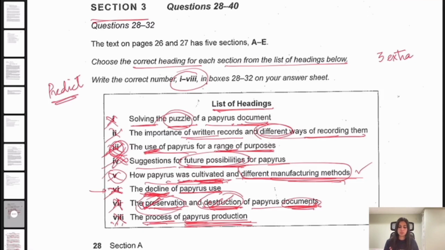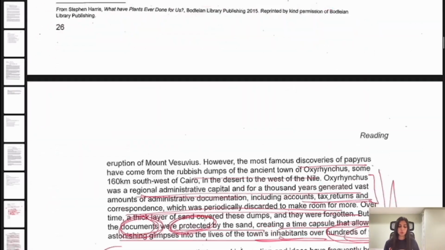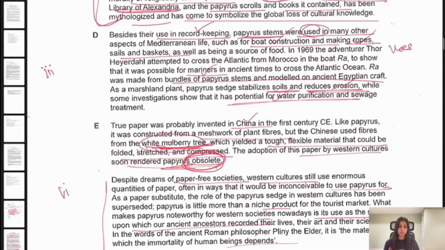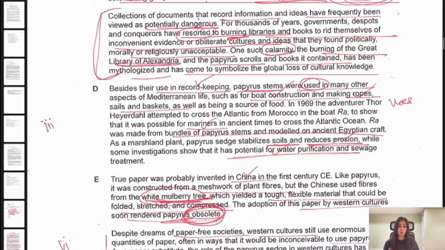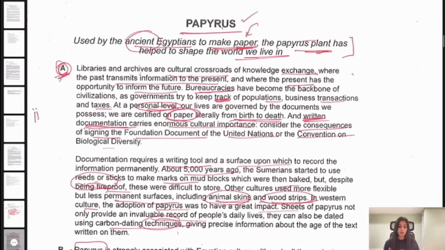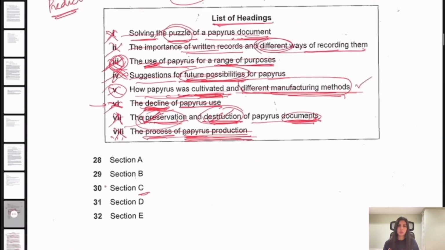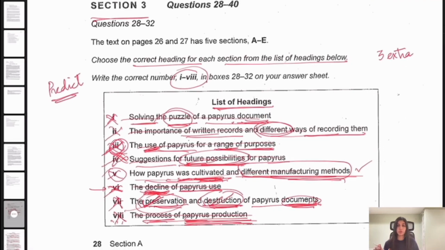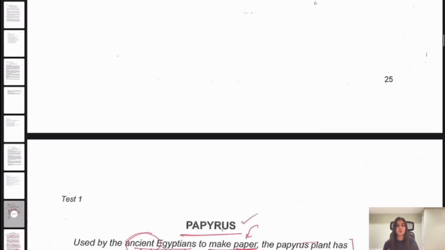So you have to go through the first one. No, it's not talking about preservation, destruction. This is also not there. There's no mention of use, nothing about future, nothing about manufacturing methods, nothing about decline, preservation, yes, nothing about this. So this is how you have to solve this particular type of question. And then of course you have to also cross check, and when you cross check, it'll give you much more clarity whether you are on the right track or not. So I hope it's clear to all of you guys.